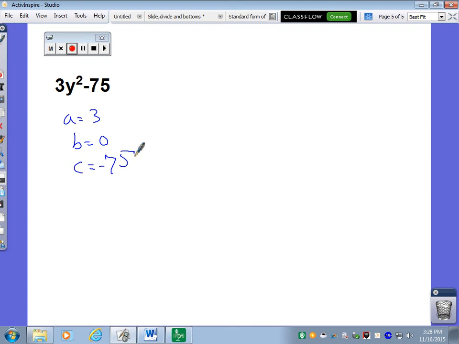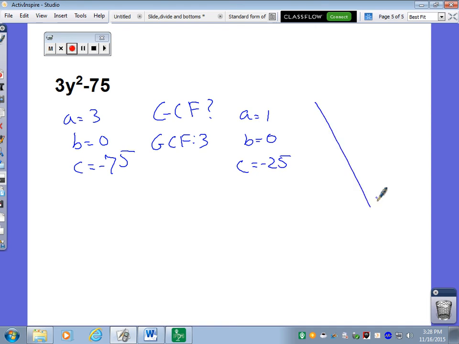Is there a greatest common factor? Yes, there is. 0 doesn't count, but 3 goes into 3 and 75. So the greatest common factor is 3. And my new ABC: a is equal to 1, b is equal to 0, and c is equal to negative 25. So we do our diamond chart with this. 1 times negative 25 is negative 25 and adds up to 0. Again, a perfect square, so we have negative 5 and positive 5.